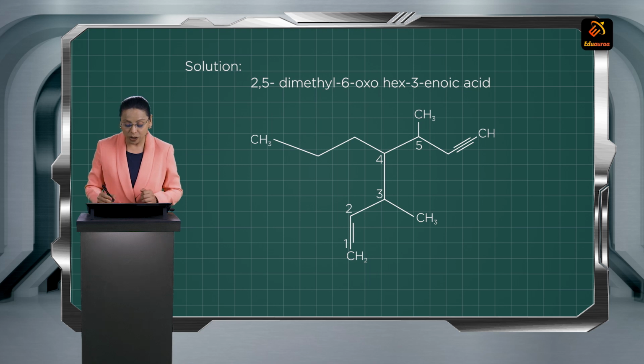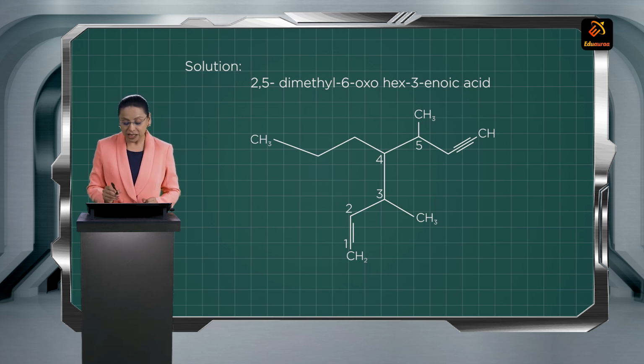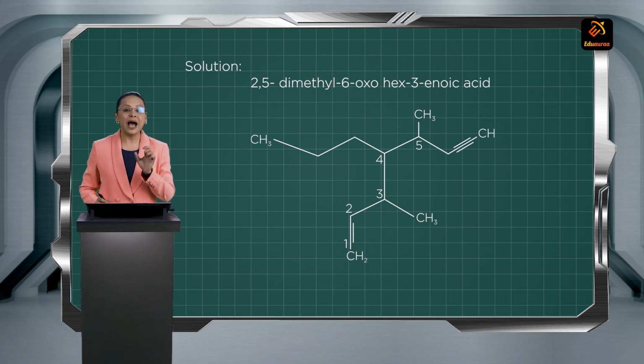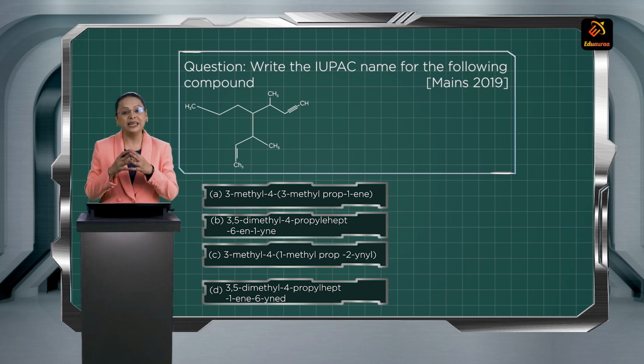Now, let us combine all the names. It is going to be 3, 5 dash dimethyl dash 4 propyl hep dash 1 dash ene dash 6 dash ine. Always remember, between alphabet and number, a small dash will come. And this particular name can be clearly seen in option D. Option D is the correct answer.